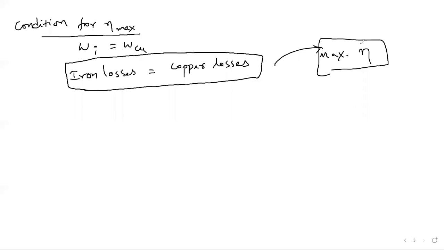Understood? If anyone asks you at which condition the transformer will get maximum efficiency, it is whenever the iron losses become equal to the copper losses.